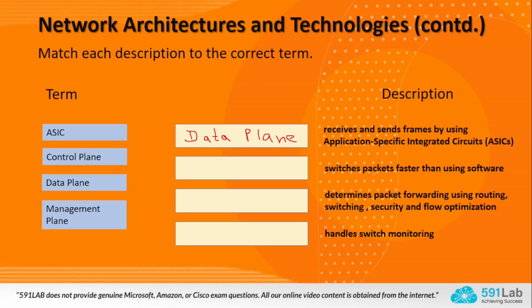Switches packets faster than using software. Obviously, this is ASIC, because I told you ASICs are hardware-based forwarding. So ASICs switch the packets faster than using software.